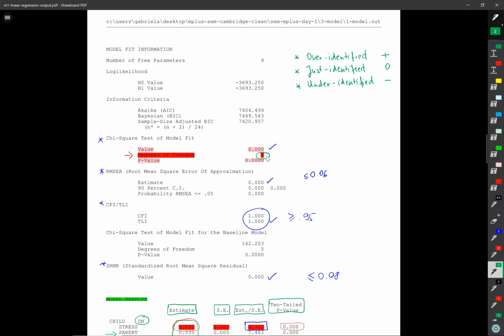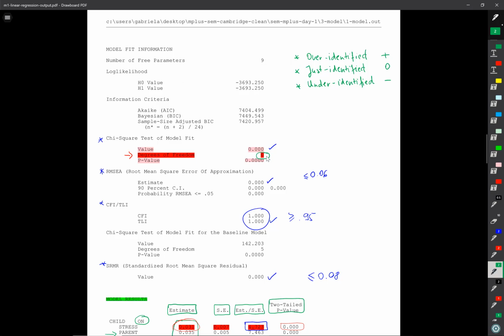This is a problem. If you have a saturated model like this, a just identified model, then you might have real big problems publishing your model. Now, I have seen models that were saturated like this and were published, but on very rare occasions, and I wouldn't recommend it. So what can we do to help improve this model?